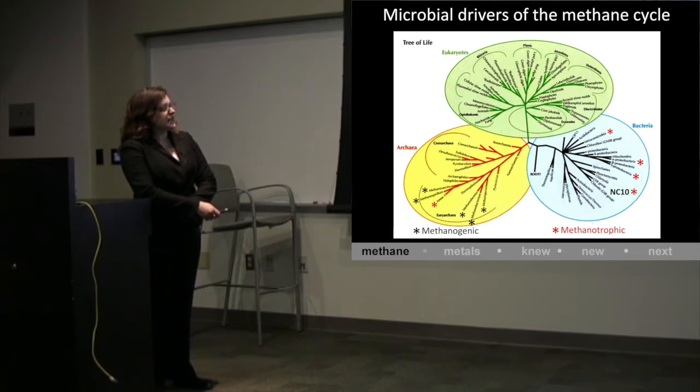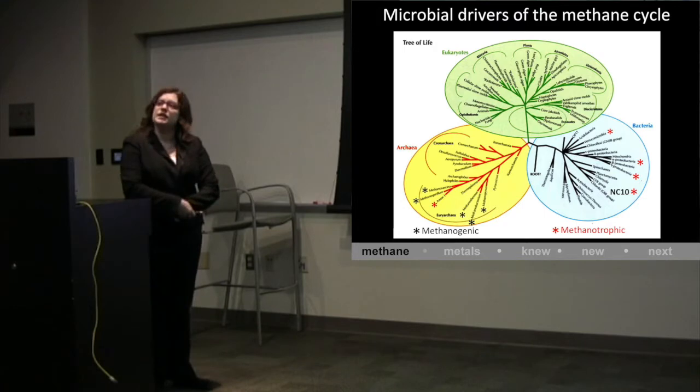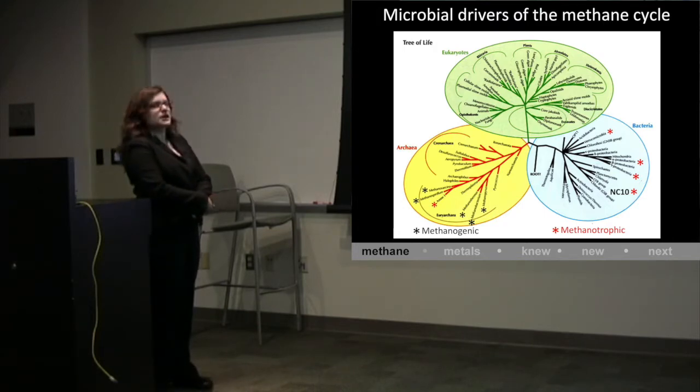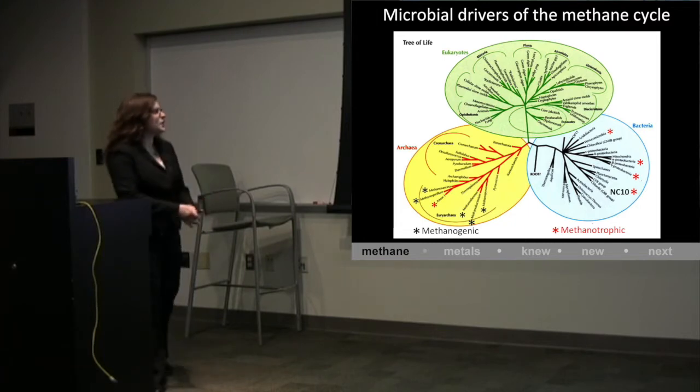These include the gamma proteobacteria, the alpha proteobacteria, and the Verrucomicrobia in the bacteria, as well as a newly discovered phylum called MC10. So these are all aerobic methanotrophs. And over here, phylogenetically related to Methanosarcinales, are the anaerobic methanotrophs I'll be talking about more today.